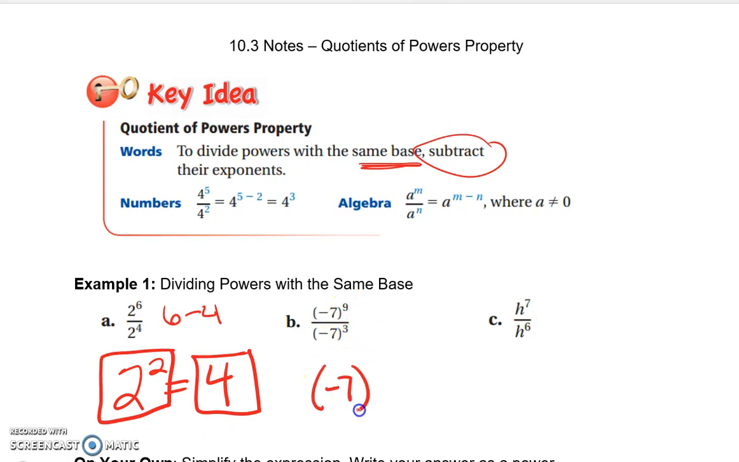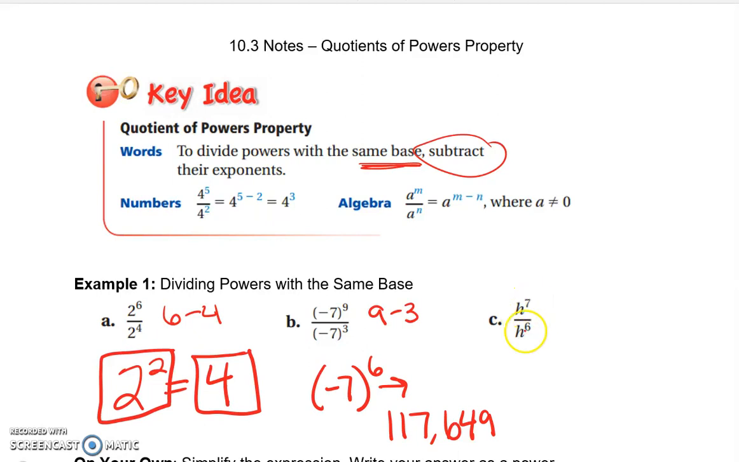Part B, negative 7 to the 9th over negative 7 to the 3rd. So my base is negative 7. Notice that I brought the parentheses with it. That does matter. And then 9 minus 3 is 6. So negative 7 to the 6th power is your answer. And if I evaluate that, it's 117,649. Once again, check with your teacher on which type of answer they want you to leave.